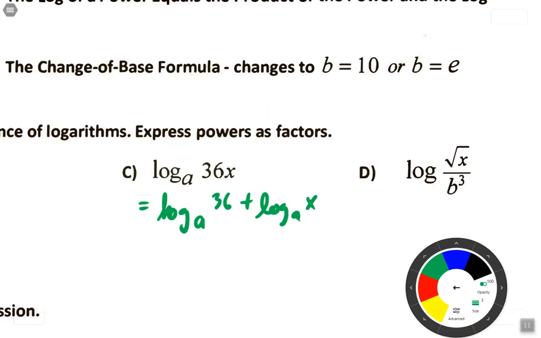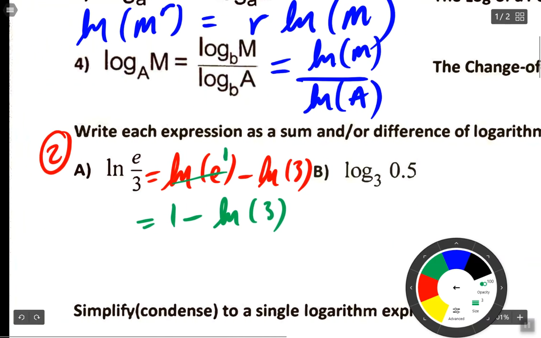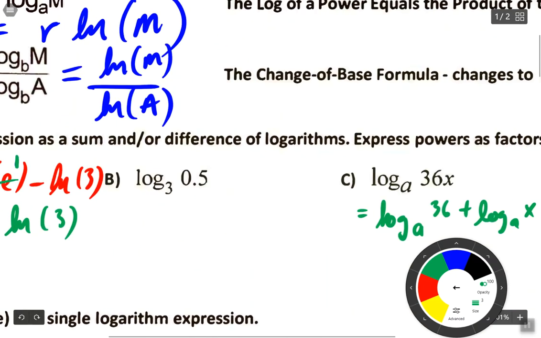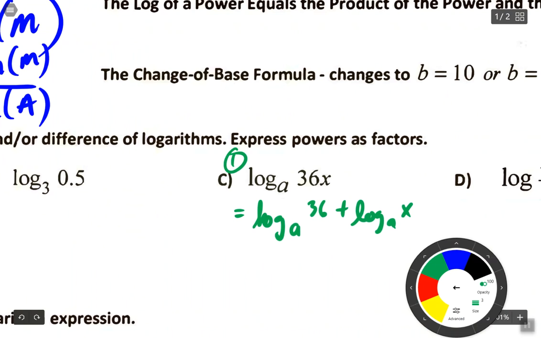Is that number 3? That's C. And it's number 1. See, it's number 1. This is property 1.